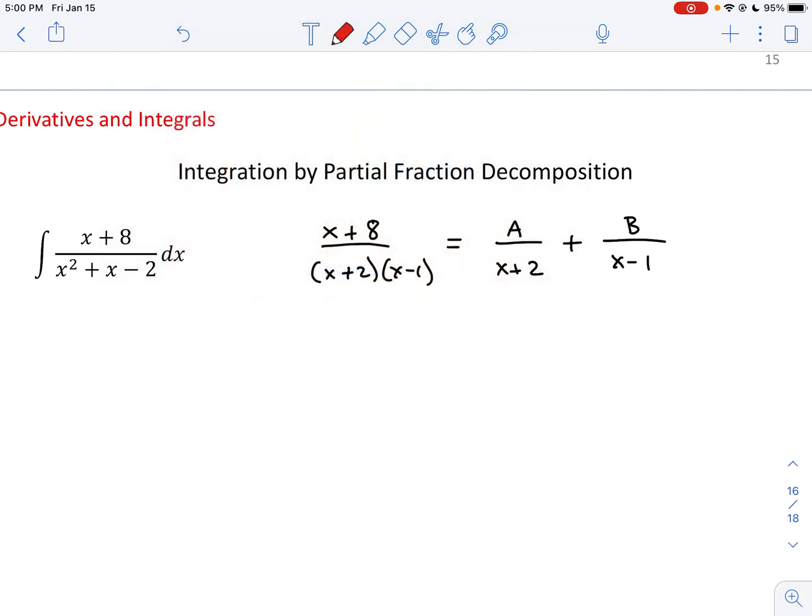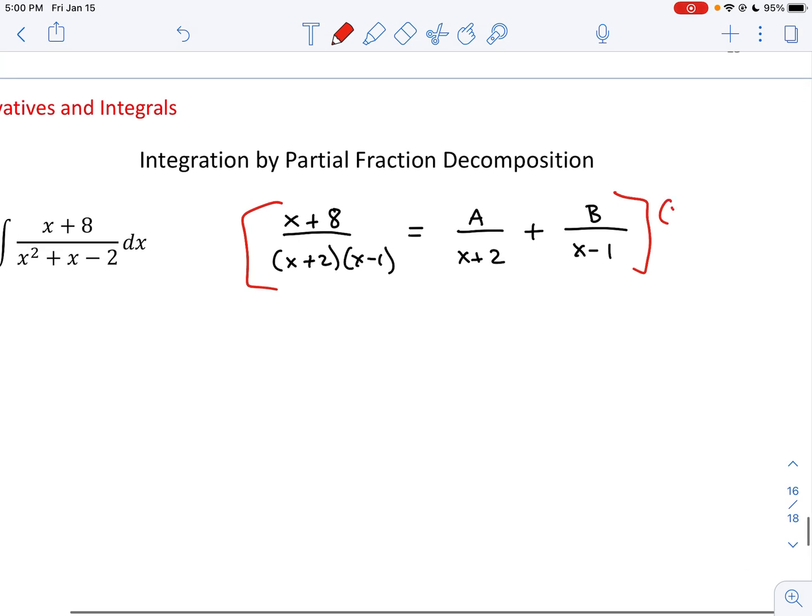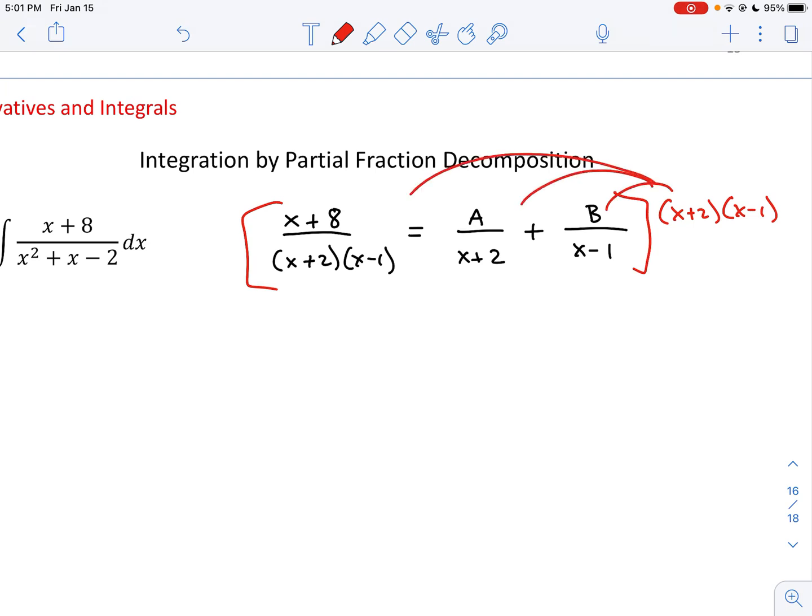Well, the way to do this is to next multiply both sides by the common denominator, the x plus 2 times x minus 1. Distribute this to all 3 terms and simplify. So you wind up getting just x plus 8 all by itself equals a times x minus 1, because the x plus 2's cancel for that fraction, and the other fraction is the x minus 1's that cancel. So we have b times x plus 2.